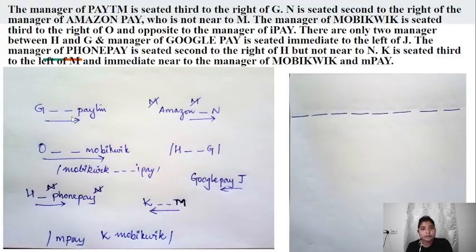G and Paytm are fixed. If you write G here, 2 places gap and then Paytm on its right side, right? Okay, so next is N is seated second to the right of Amazon Pay. So Amazon first and second right, N is seated.